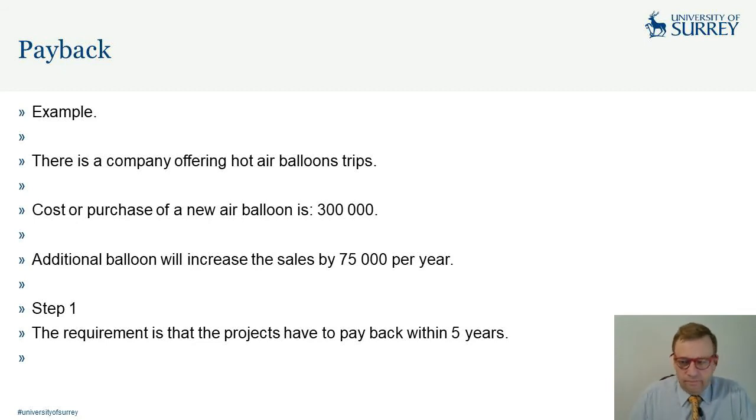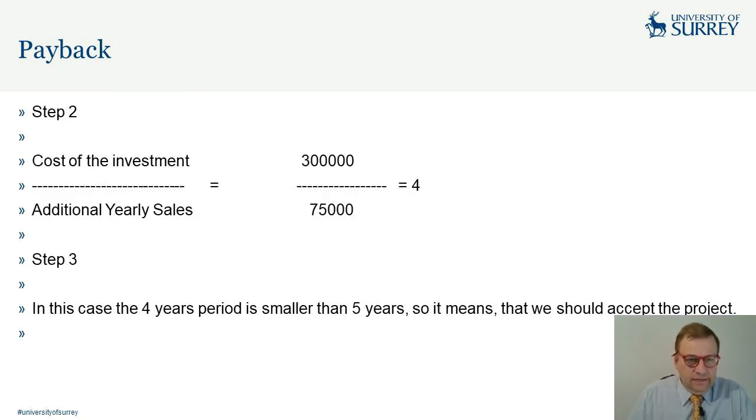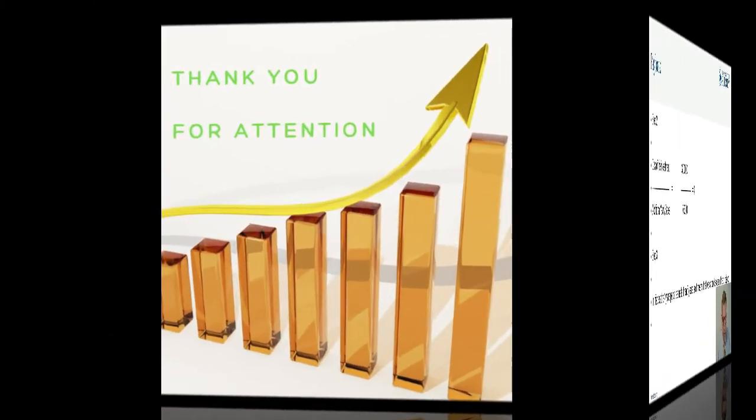So let's go down for the figures, and it's like this. This cost of investment 300,000 divided by 75,000 equal 4. So 4 years. It pays back within 4 years. Step 3, this 4 years is smaller than 5 years that was given us by the management, so it means that we should accept this project. Fine.